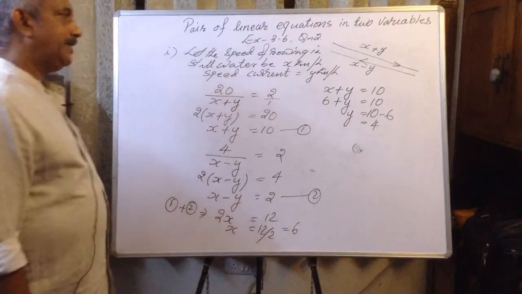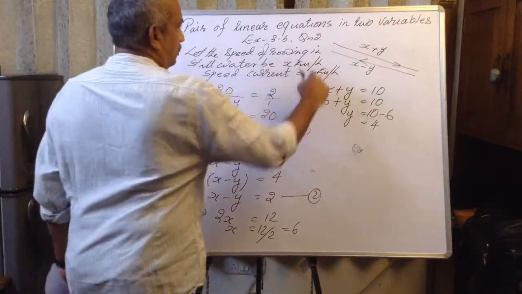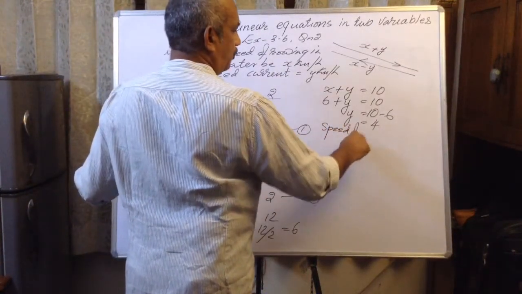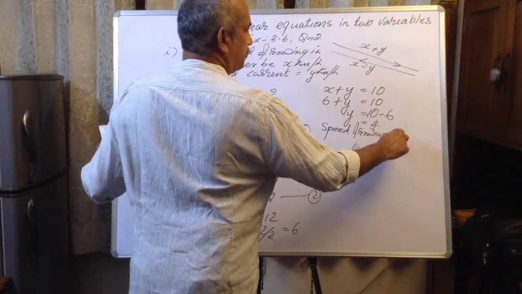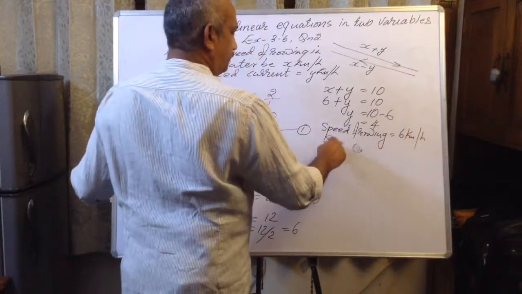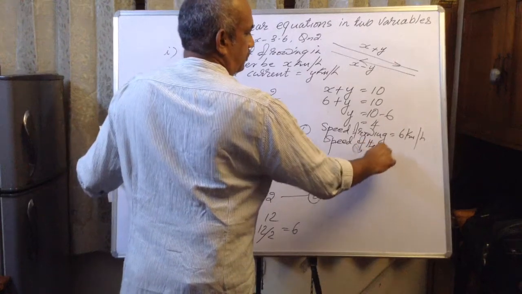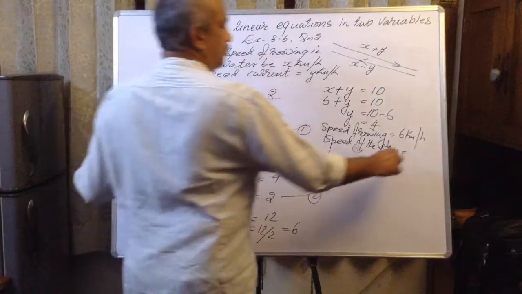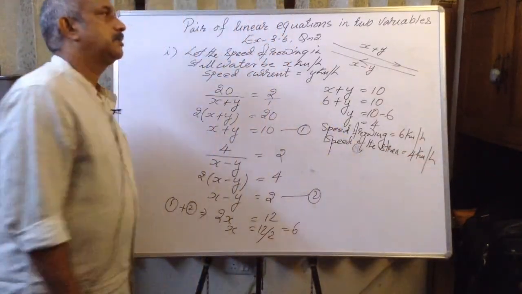So we got x and y. Now what we assumed? Still water, x kilometer. So speed of rowing in still water is equal to 6 kilometer per hour. Then speed of the stream or current is equal to 4 kilometer per hour. So this is the answer.